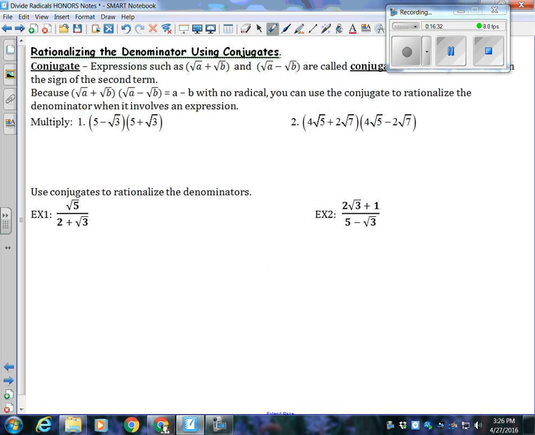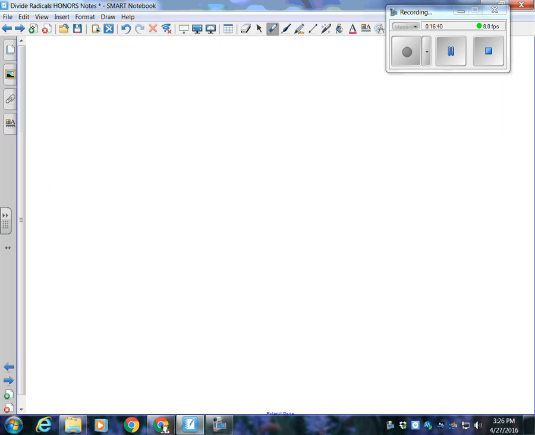We did not do 13. We went straight to rationalizing using conjugates. Conjugates are actually another way of talking about a matched pair. When we did multiplying earlier, we did things like this: x minus 3 times x plus 3, where they were almost the same. They were a matched pair.